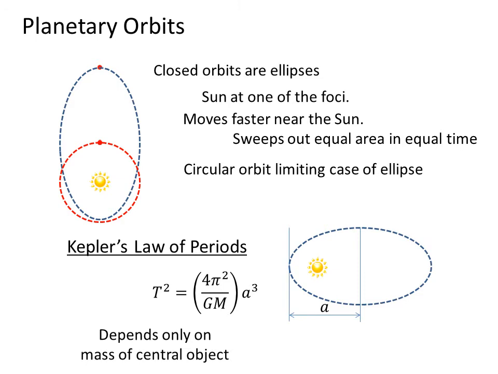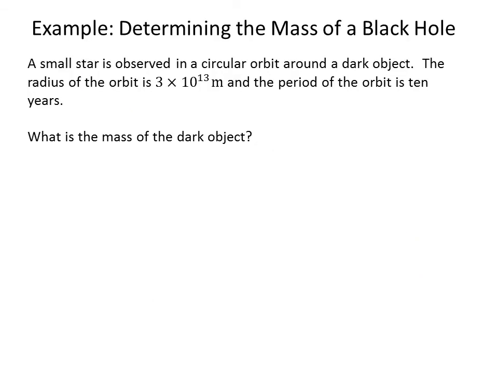One of the powerful things about this is that it depends only on the mass of the central object, this capital M. If we measure the period and we measure the semi-major axis, then we can find the mass of the central object. So let's look at an example where we determine the mass of a black hole.